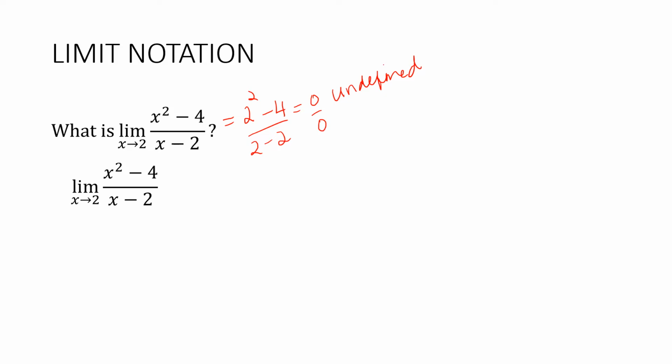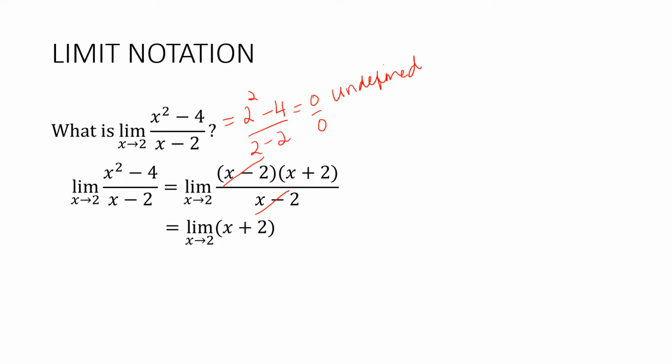So what can we do? Well, I can see that x squared minus 4 on the numerator, and I can factorize that. It's the difference of 2 squares. So x squared minus 4 is equal to x minus 2, x plus 2. And then can you see that those x minus 2's cancel out? And so I'm left with the limit as x approaches 2 of x plus 2. And now I can substitute in without any problems. The 2 just goes in where the x is. And so the limit of this expression is 4.